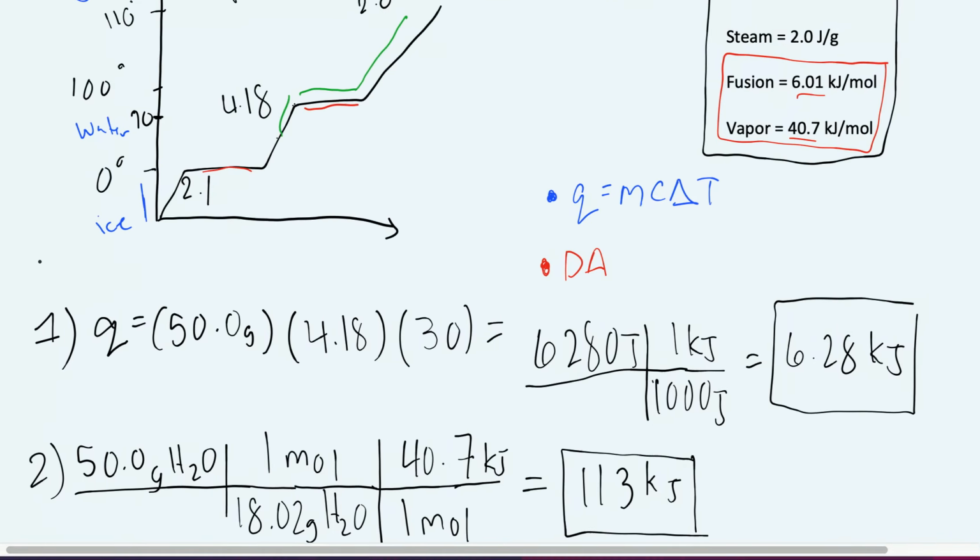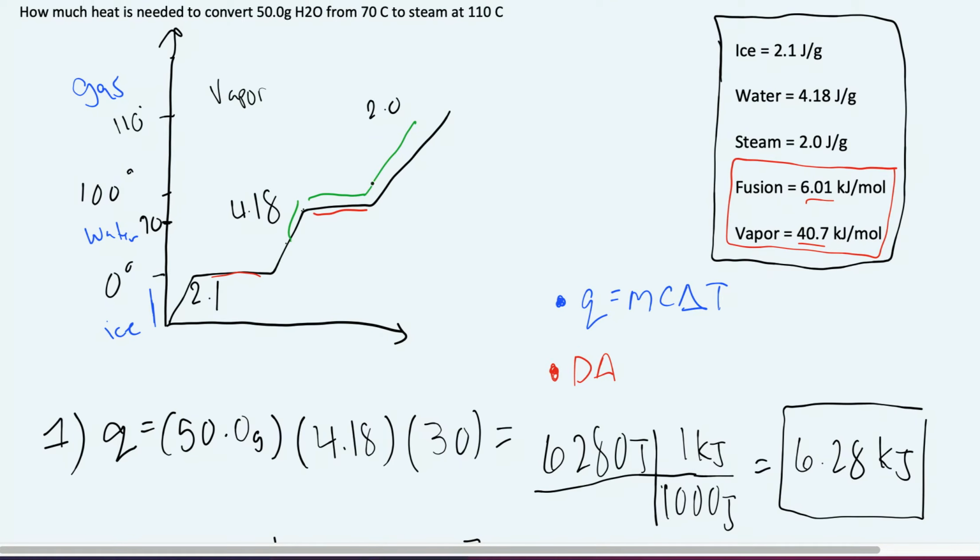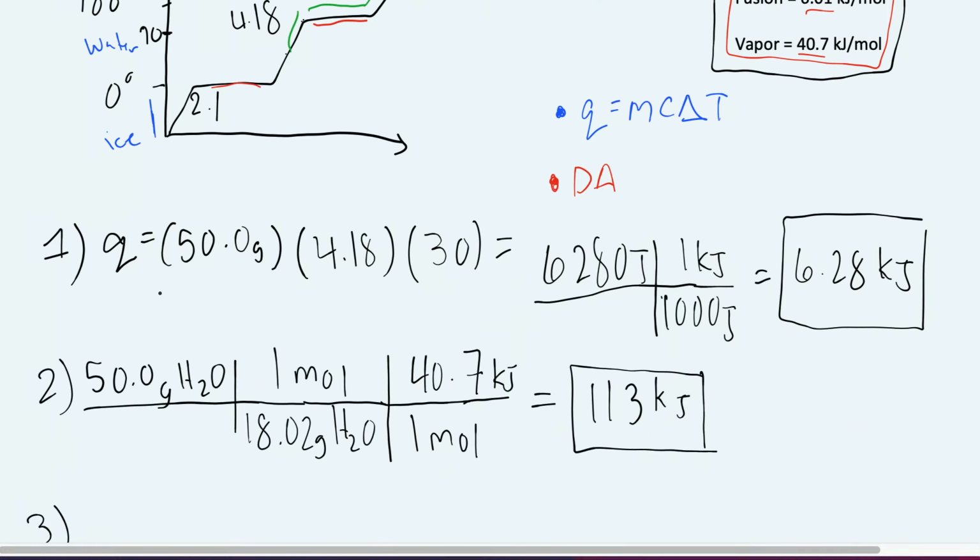Okay, the very last step. Now we are at step 3, our last step. Now we are at 100 degrees water. Now we are at 100 degrees steam, and we need to change 100 degrees steam to 110 degrees steam. And we will do the same thing as the first step.